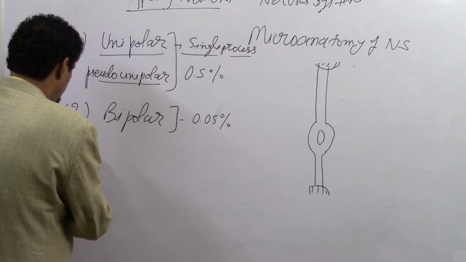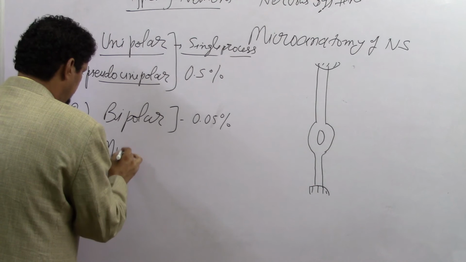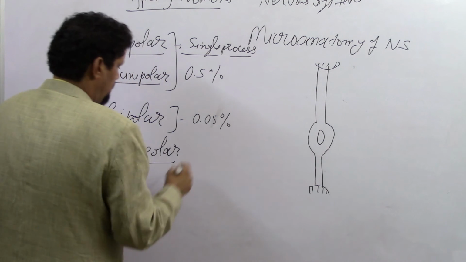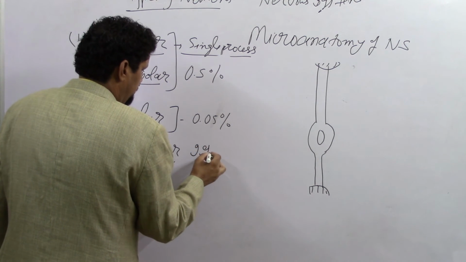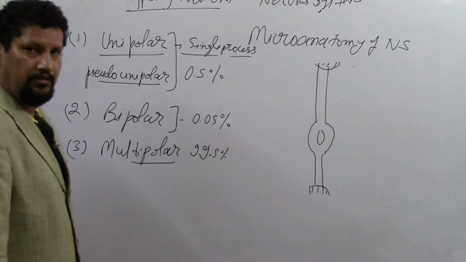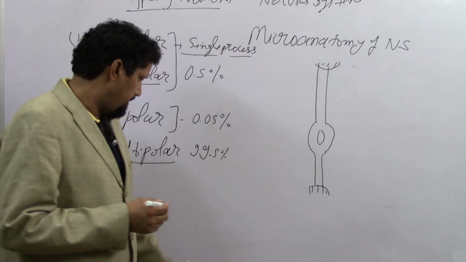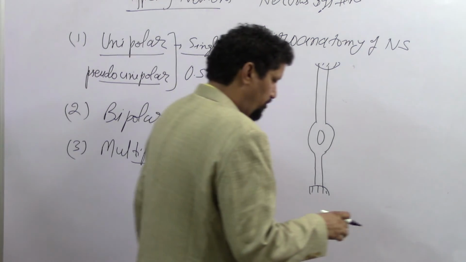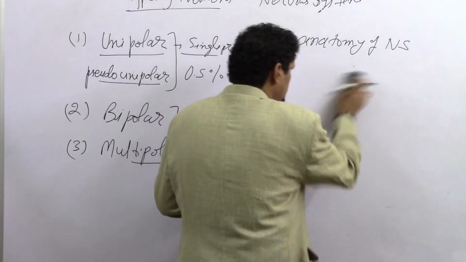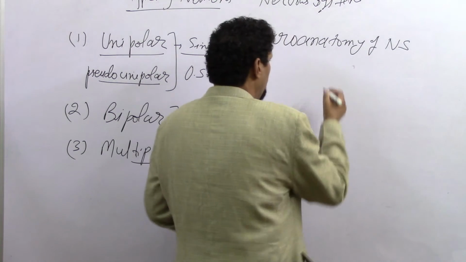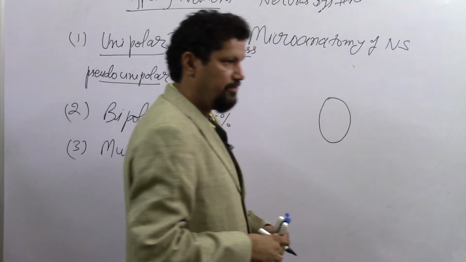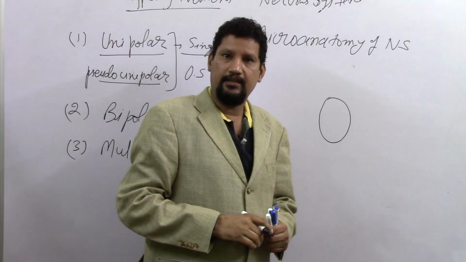The third type, very common, is multipolar. 99.5% of neurons of the nervous system are multipolar type of neurons. These have multiple processes, sometimes more than 1,000 processes on these cells, especially in the cerebellum and cerebrum, where multiple connections are formed between the neurons. Always remember, neurons are contiguous, never continuous.